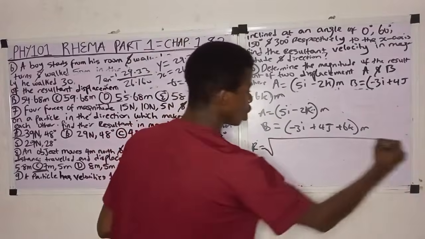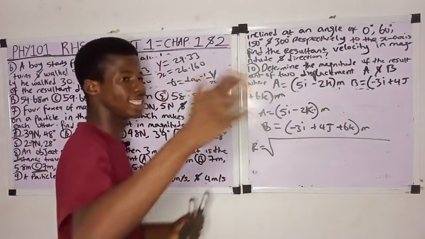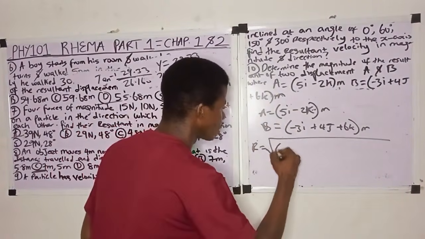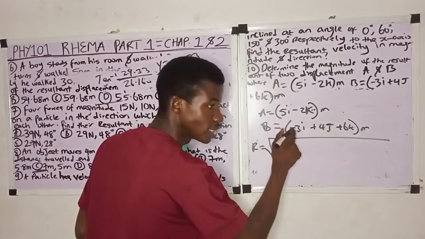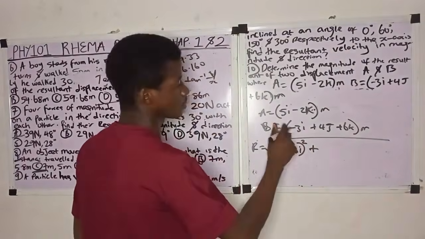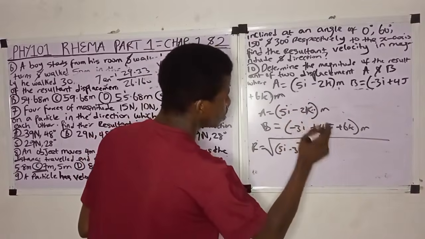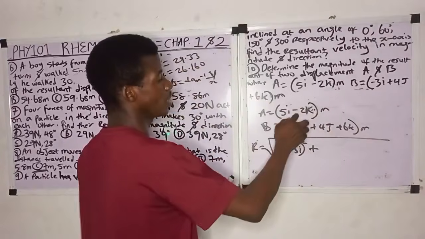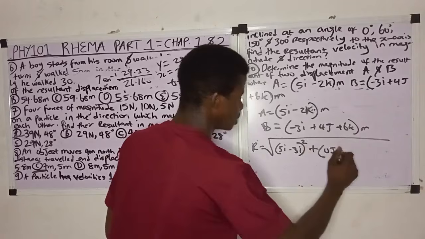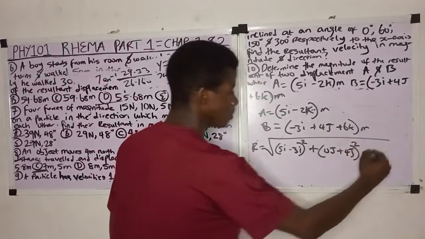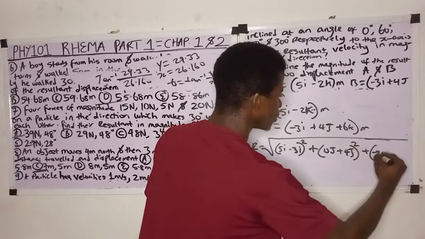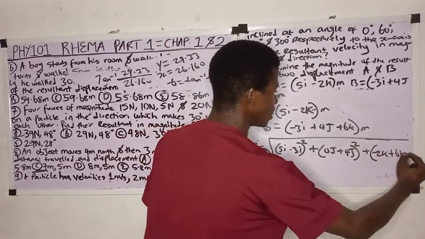The resultant R is equal to root. All the vectors that are going in the same direction, that is vectors that have the same letters, we add them together. So it will be like this: bracket open 5i, and this 3 has a minus, so that's minus 3i, bracket close squared, then plus bracket open 0j, because there's no j in A, plus B's 4j, all squared, then plus this one. Remember this 2k has a minus, so bracket open minus 2k plus 6k, all squared.